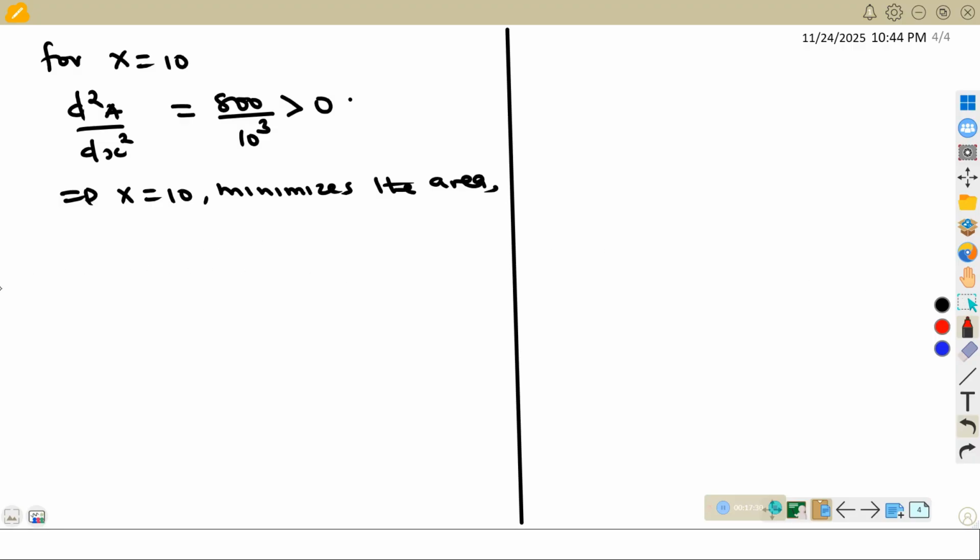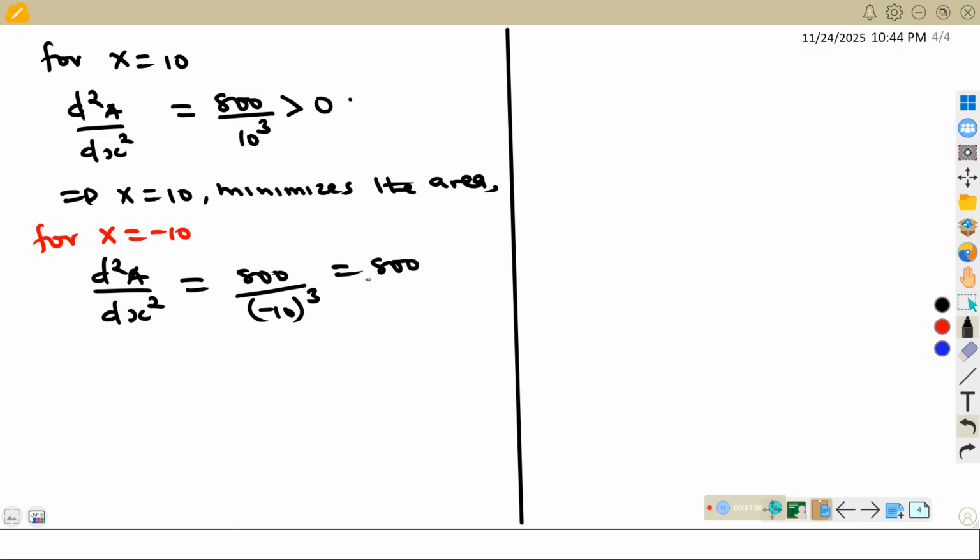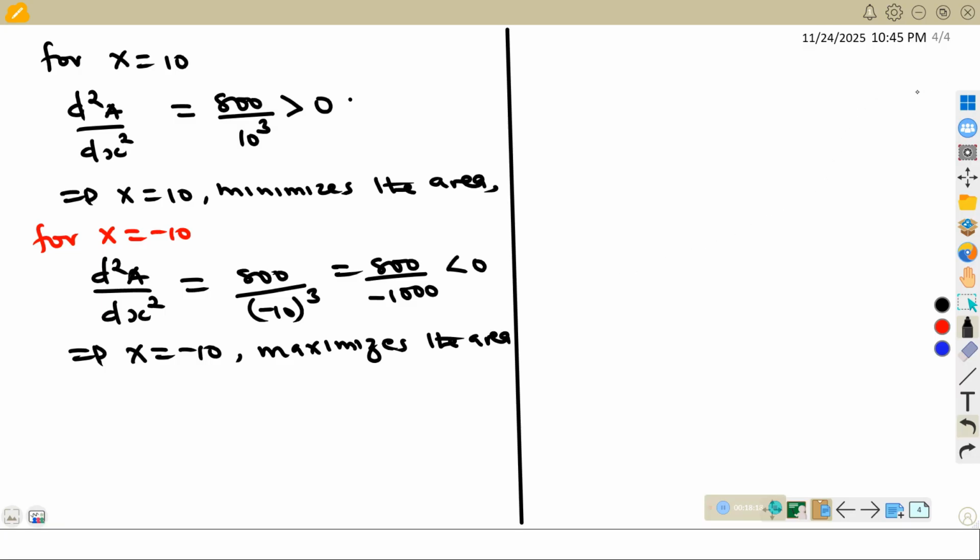Okay, we can go on and look at x equaling to negative 10. So what will be the d2A dx squared? So the d2A dx squared will be same as 800 divided by negative 10 to power 3. So when you look at this, this will be 800 divided by negative, because negative to power 3 remains negative. So this will be negative of 1000. So this value will be less than 0. And for that case, it implies that x equaling to negative 10 actually maximizes the area.